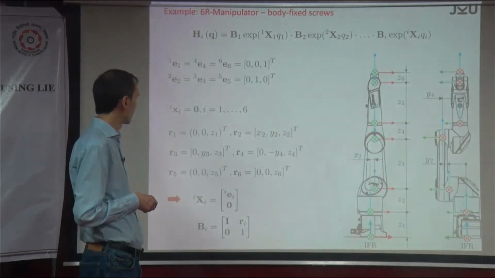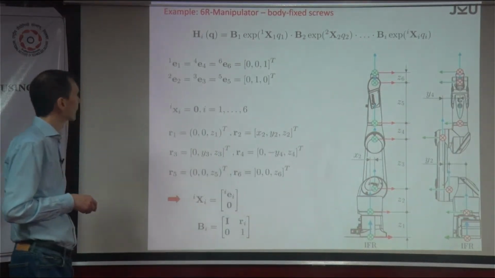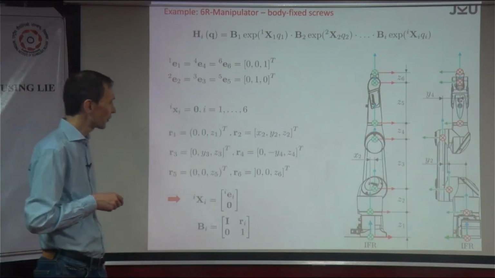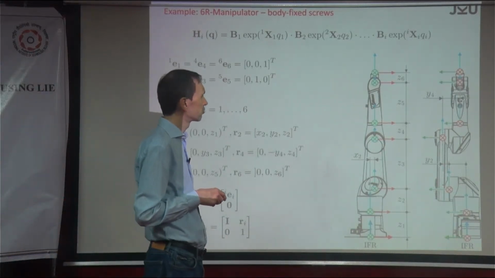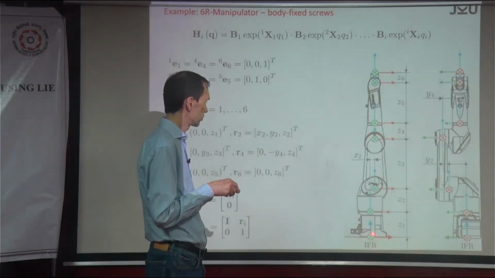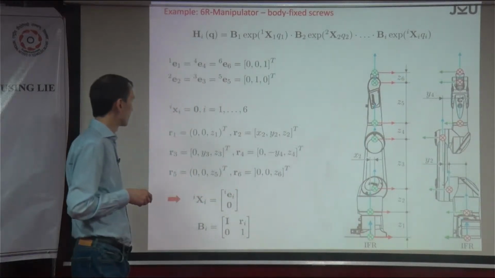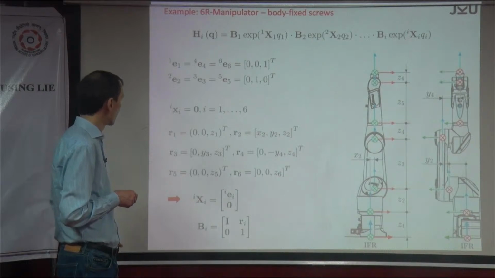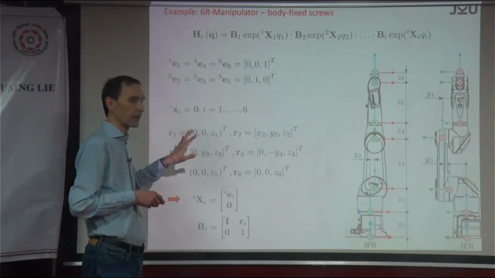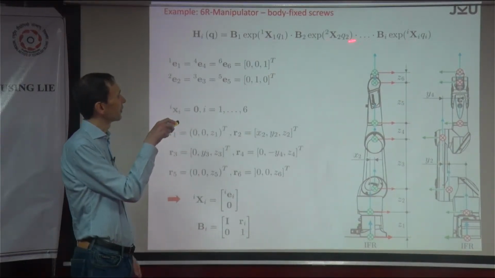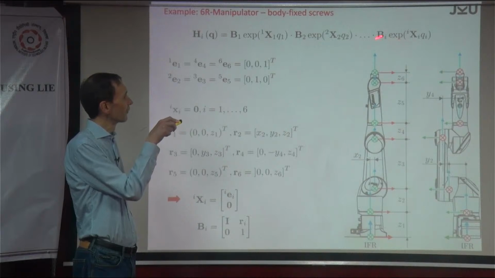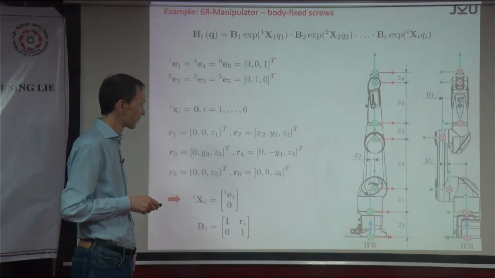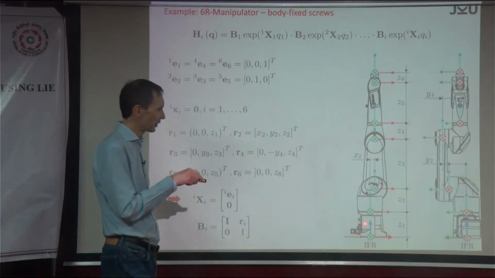Again, the unit vector along the screw axis. Where do we go? Maybe first look at the position vectors. Now, if you use this formulation here, you need these coordinates expressed in the body fixed frames. The body fixed frames are here.